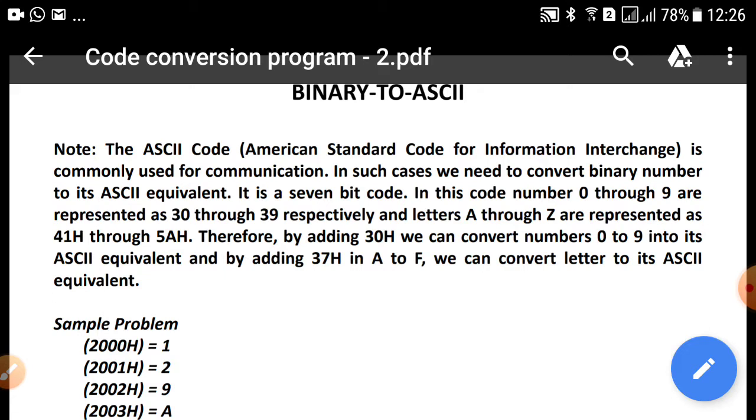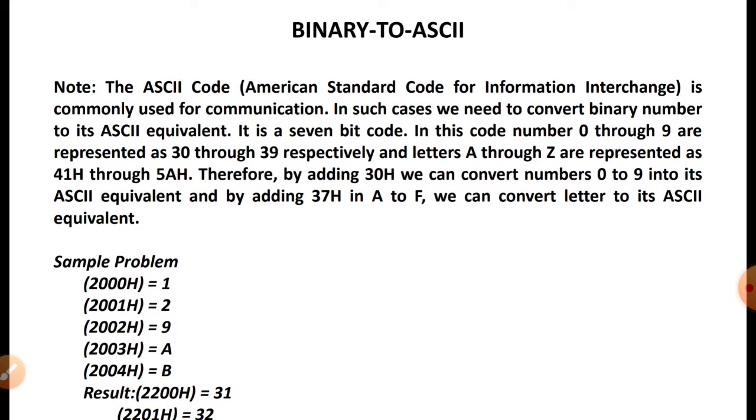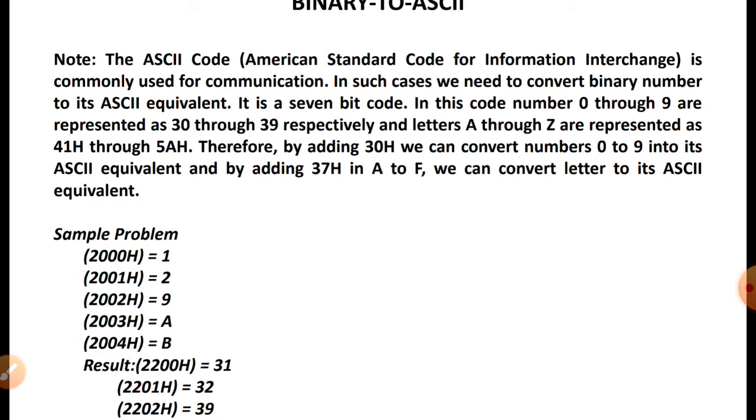So whenever we have a binary number, it has to be converted into the ASCII code. Actually it is a 7-bit code, and related to every alphanumeric character, it has a certain code. If the number is from 0 to 9, the ASCII code is represented as 30 to 39. It means if the value in decimal is given from 0 to 9, if we add 30, we can get its ASCII code.